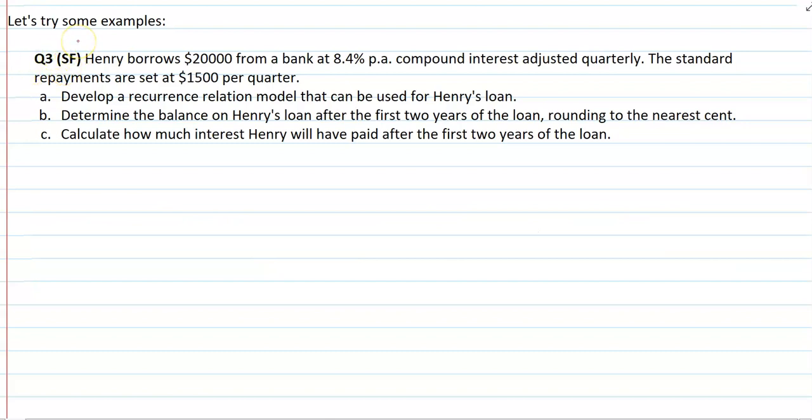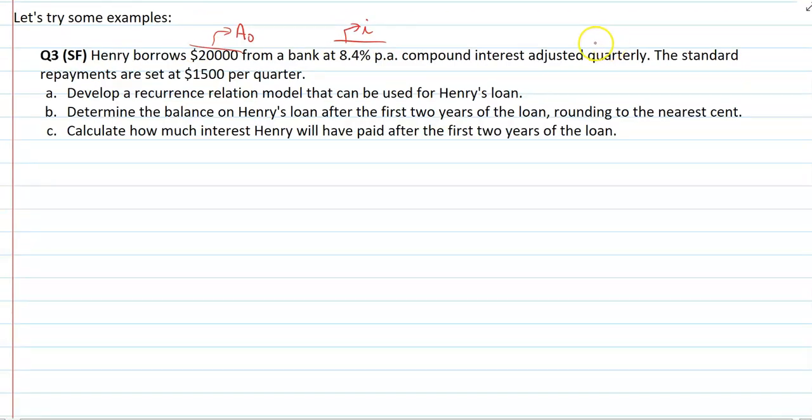Okay, we have Henry who's borrowed $20,000 from a bank at 8.4% compound interest adjusted quarterly. Standard repayments are set at $1,500 per quarter. So firstly, go ahead and annotate all the important information. Our loan amount A_0 is $20,000. Our interest is 8.4%. Adjusted quarterly means our k value is 4. Repayments are set at $1,500 per quarter. So our capital R is 1,500.